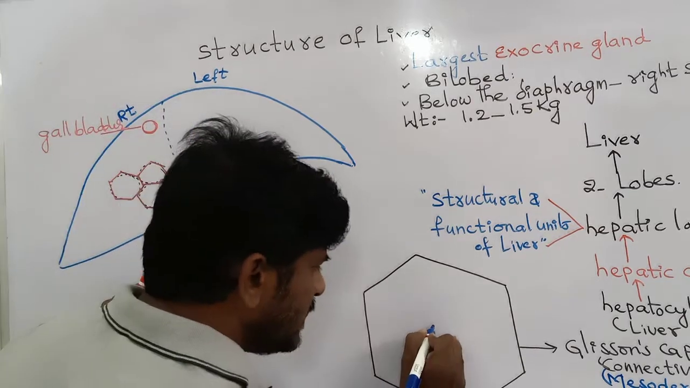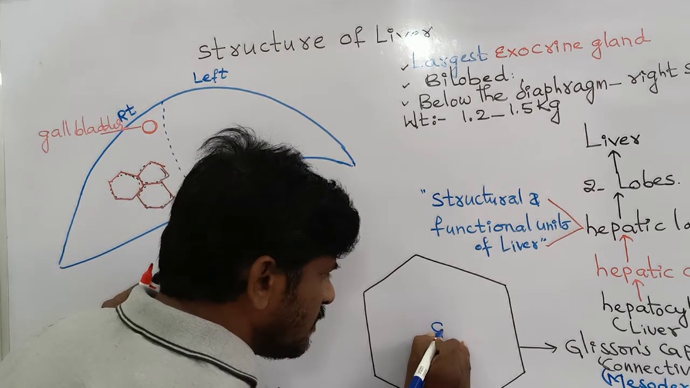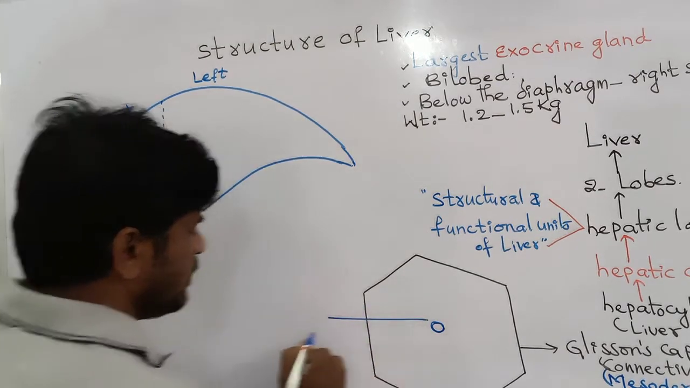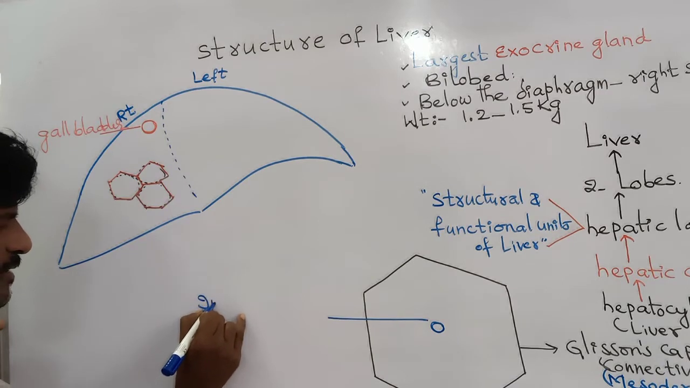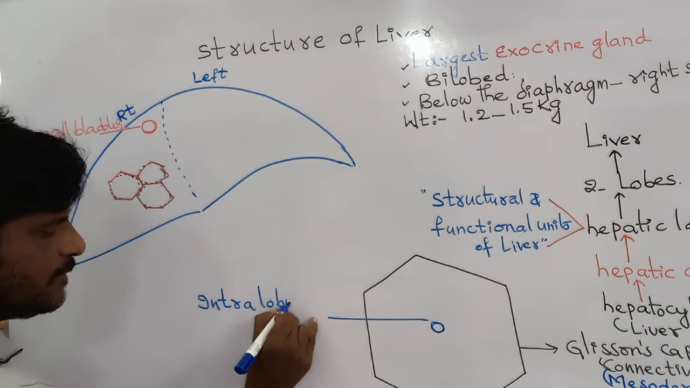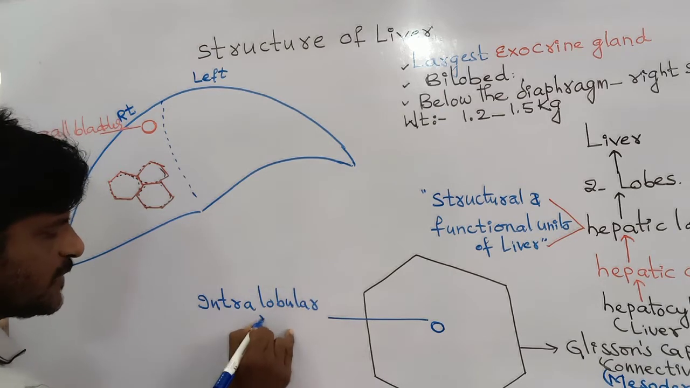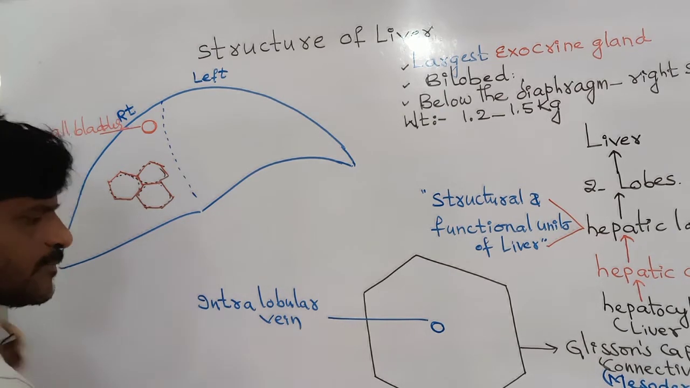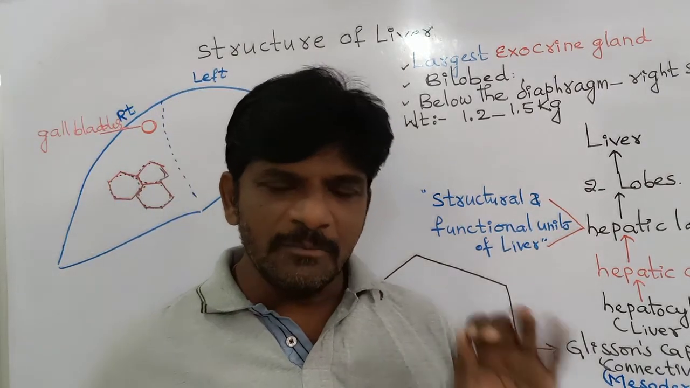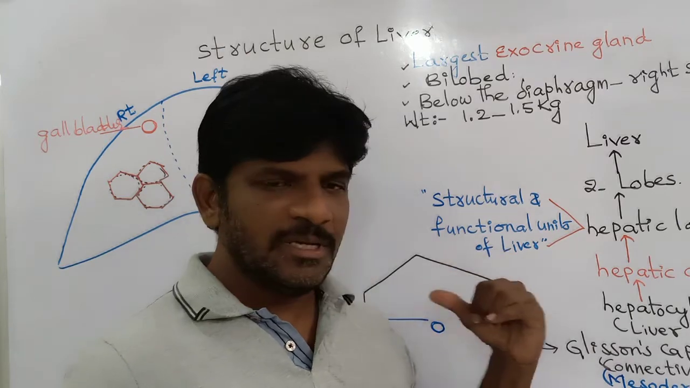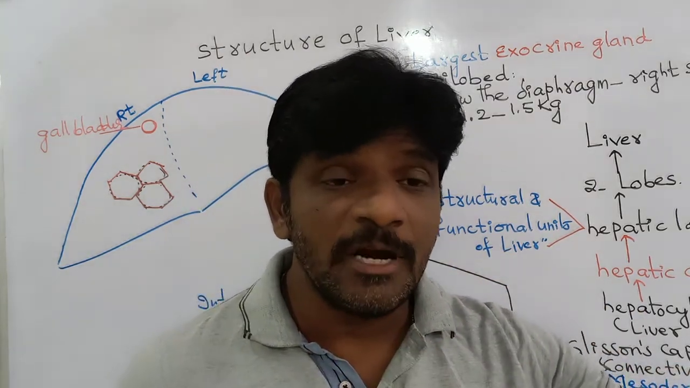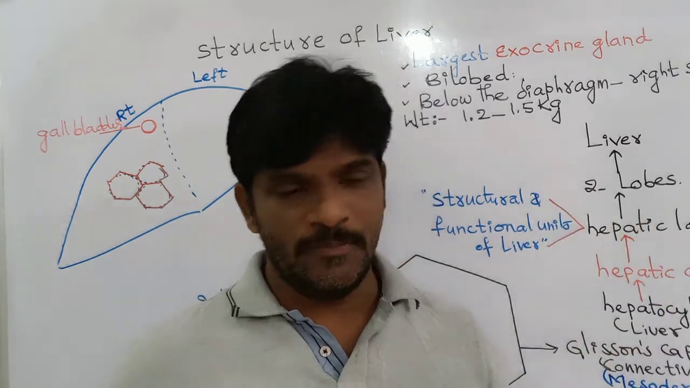Each lobule contains a central vein, and this is called the intralobular vein. What is that? This is the vein branch that is present in the liver. The intralobular vein collects the deoxygenated blood from each lobule.